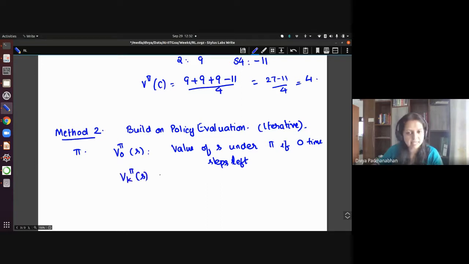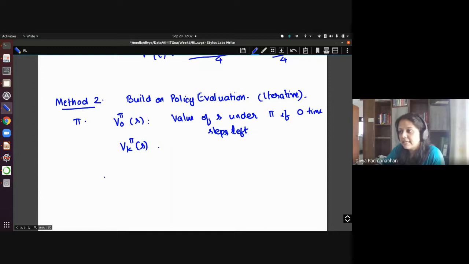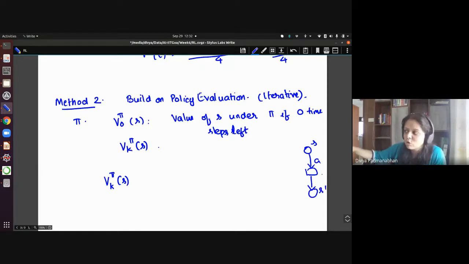So if you had k time steps left, this was the estimate. Okay, so I'm going to try and build on these ideas. What I said there was, at the k time step, I'm at s, I take some action, I go to S dash. I'm sorry, this kind of graphic is going to keep coming up again and again, because it's easier to write these equations if you think in terms of this graphic.